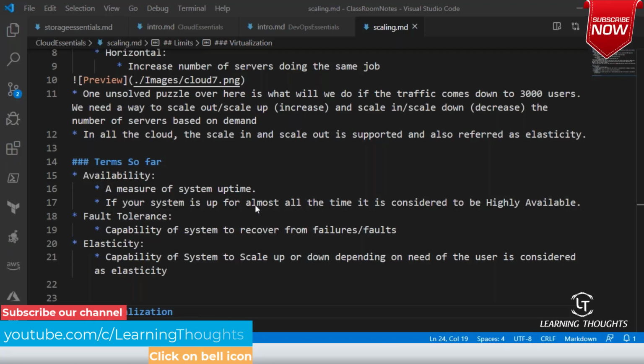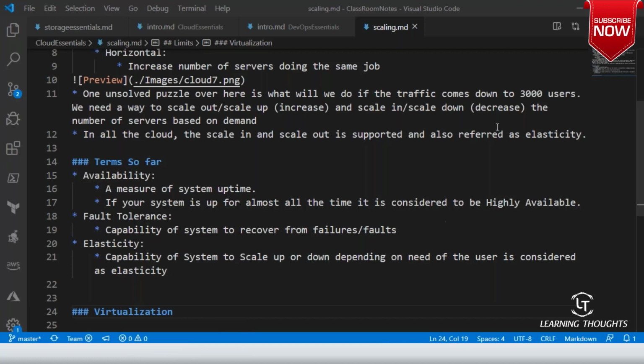Okay then. Let me speak about virtualization. Okay, a very important concept, and our clouds heavily rely on this, no matter whichever cloud you are speaking about. So let us try to understand what this virtualization is. How many of you already know a little bit about virtualization?